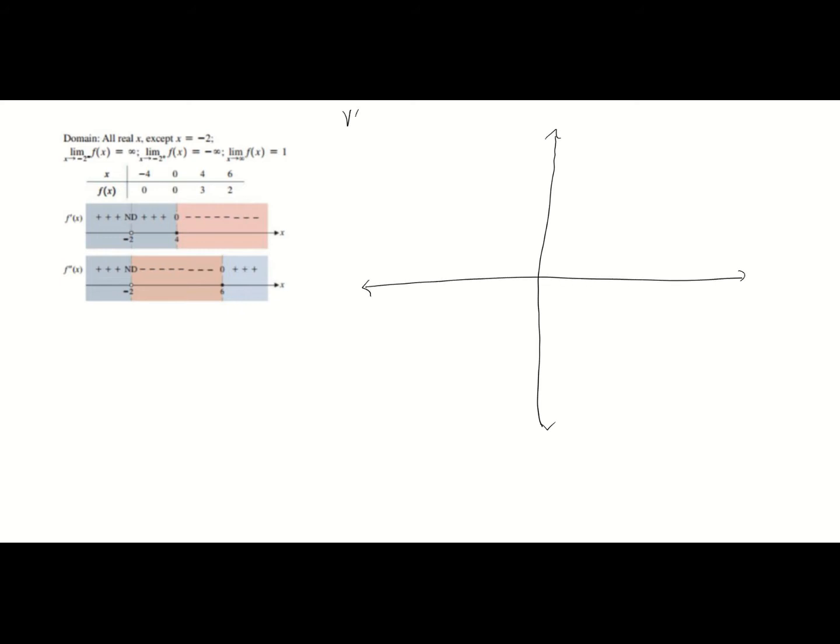I'm going to have a vertical asymptote at x equals -2. And the limit as x goes to infinity of f of x is 1, which means there's a horizontal asymptote, but only on the right side. It doesn't say it approaches 1 as x goes to -infinity. It's only approaching 1 on the infinity side. And then I have some points.